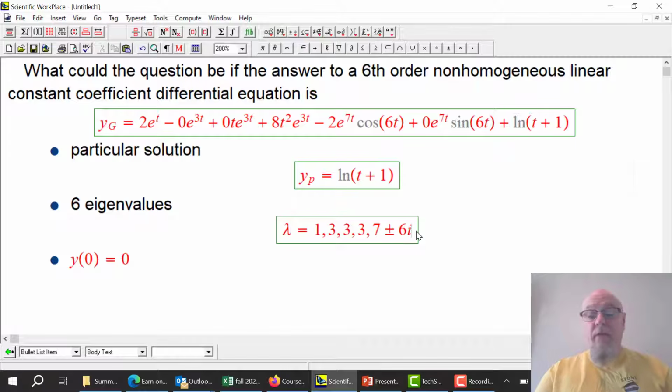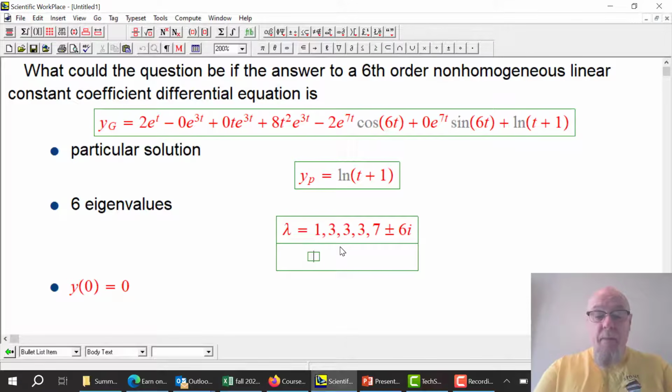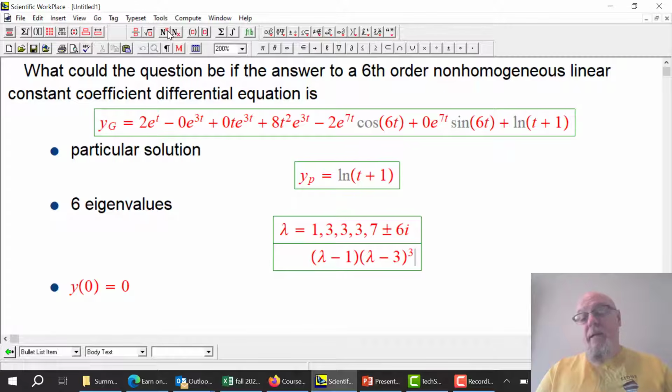So 6 eigenvalues. The eigenvalues are the roots of the characteristic equation. So the characteristic equation must have been lambda minus 1 for the eigenvalue of 1, and lambda minus 3 cubed for that repeated eigenvalue of 3, 3, 3. When I list the eigenvalues, I don't want to just write 3. I want to make sure that people know that it's a repeated eigenvalue, so that's why I would write 3, 3, 3.